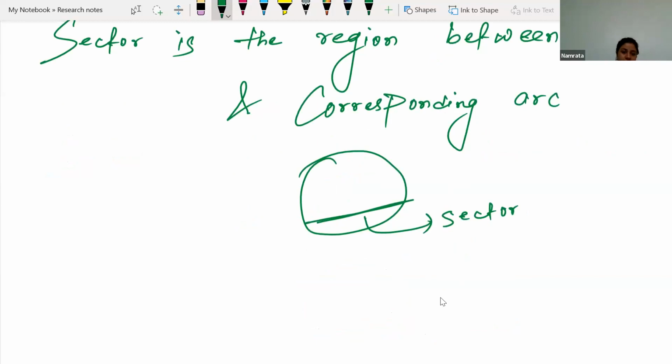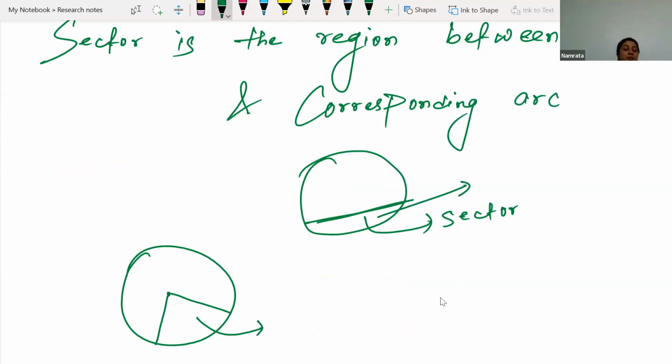Yes. Then what is this one? This is called the segment of the circle. When we are drawing a chord and the arc, the region bounded by the chord and the arc is called the segment, not the sector. And the region bounded by the radius of the circle.